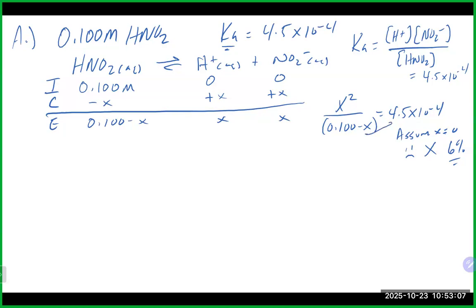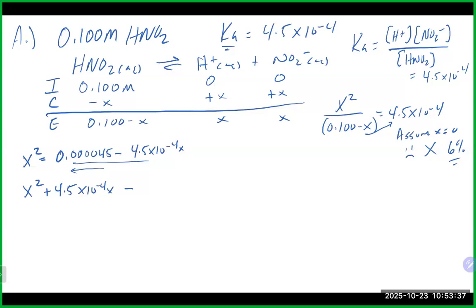We're going to multiply this over to the other side, and that gives us x squared is equal to 4.5 times 10 to the minus 4 times 0.1, which is 0.000045, minus 4.5 times 10 to the minus 4 x. Bring everybody back to the other side, which gives me x squared plus 4.5 times 10 to the minus 4 x minus 0.000045 equals 0. That gives us our A, B, and C for our quadratic.